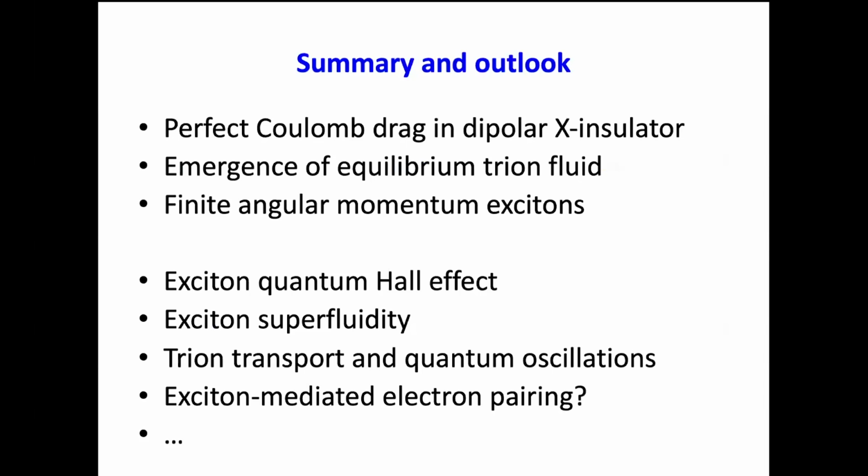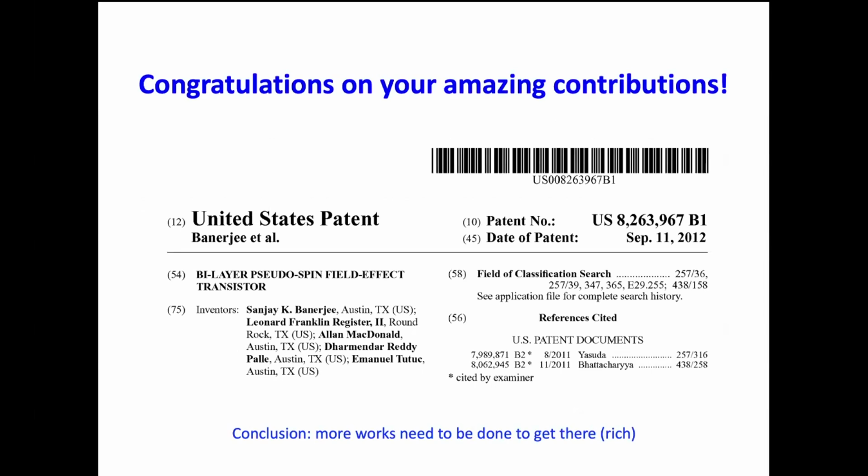All right, so this is the summary. I hope that convinced you that there's an equilibrium exciton fluid and also a trion fluid, and maybe there are indications of finite angular momentum excitons. There are lots of things that one can still do. But the most important slide: congratulations, Allan, on your amazing contributions. The conclusion is that we're trying, not quite there yet, and more work needs to be done, especially in terms of whether the excitons really carry a superfluid phase or not, whether the exciton resistance is zero or not in that phase. I think one should really try harder to measure it. And with this, thank you for your attention.